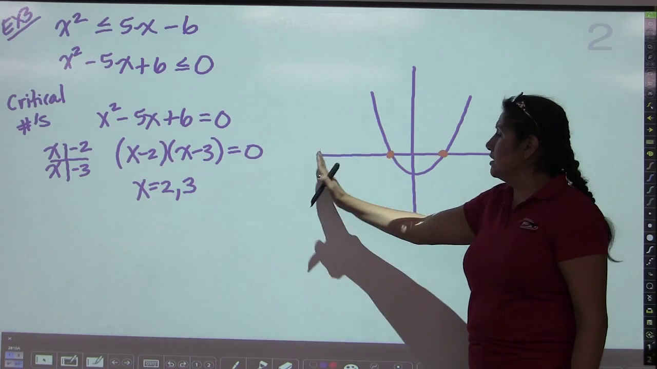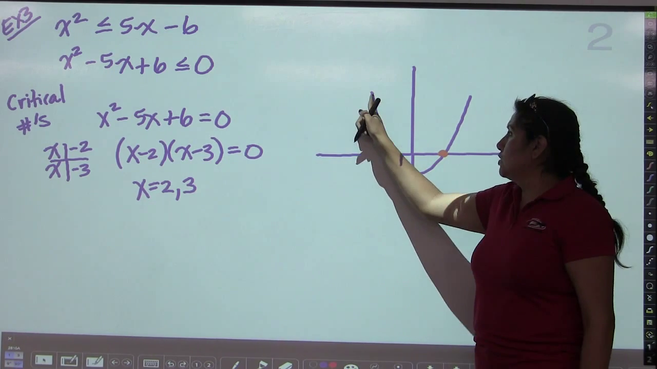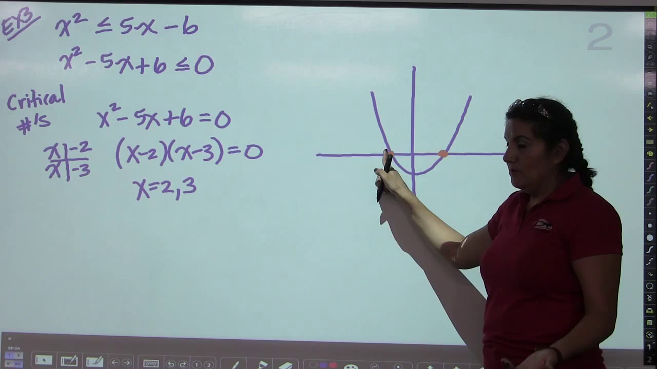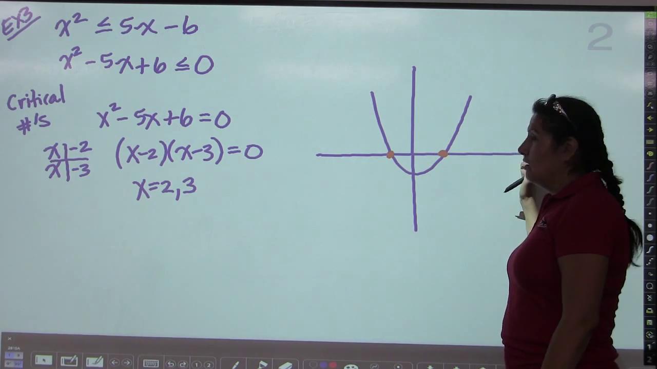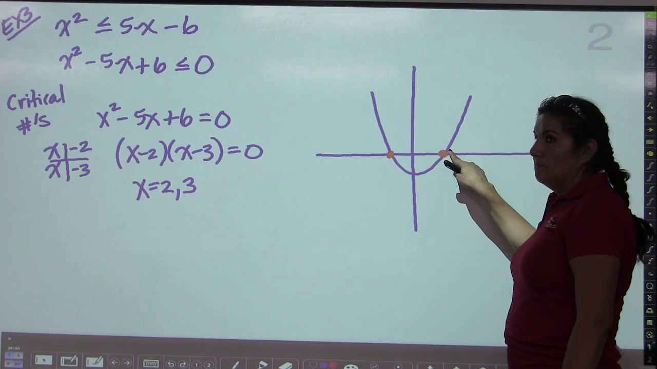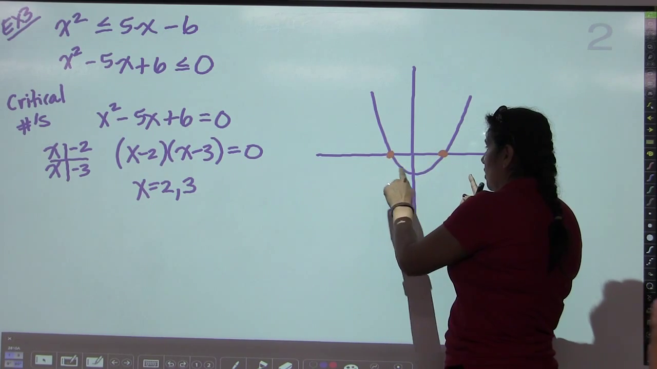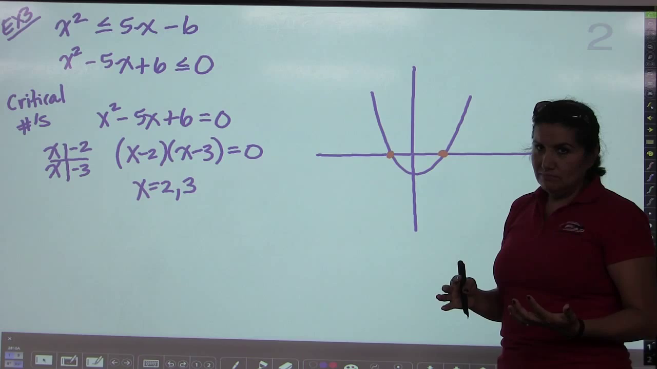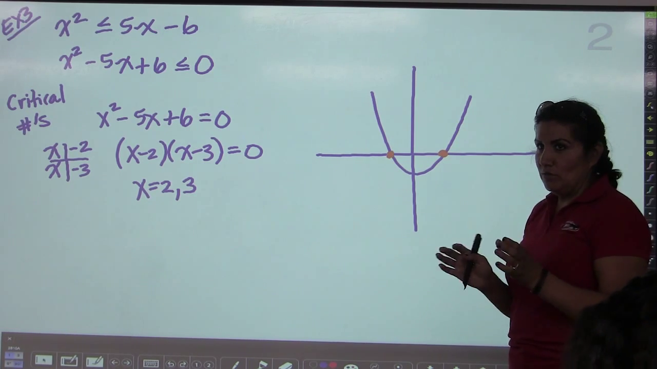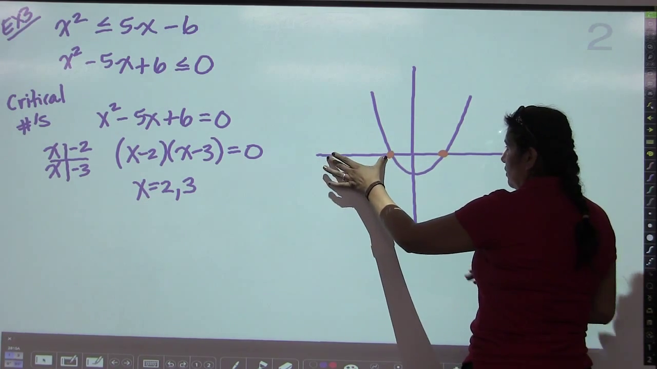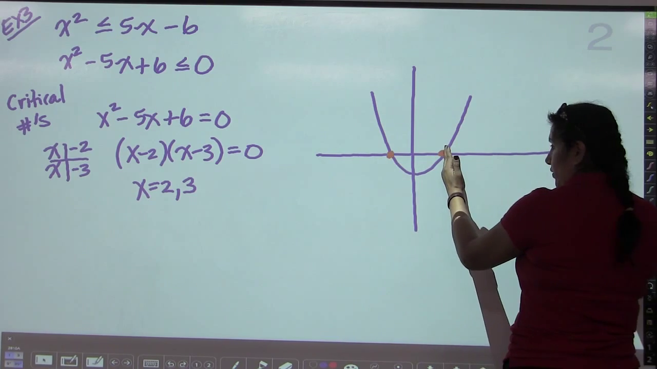So prior to this point, all of these values are positive. After this point, all of these values are positive. In between these 2 points, all of your values are negative. See? So we end up with these intervals. There's like this interval, then in between the 2, and then over here.